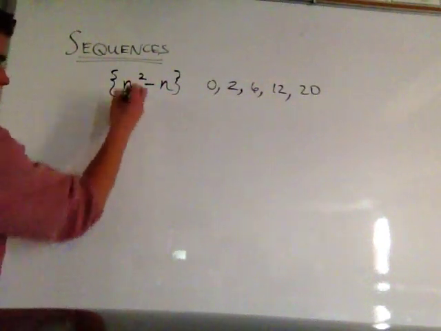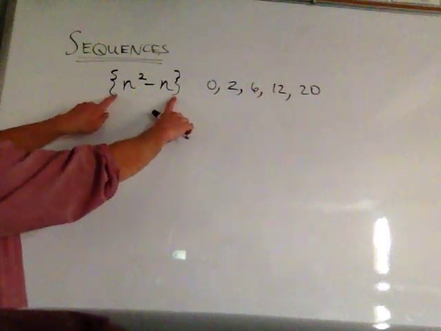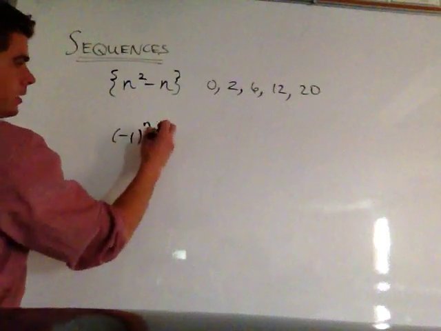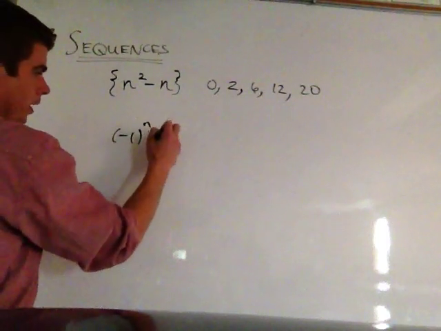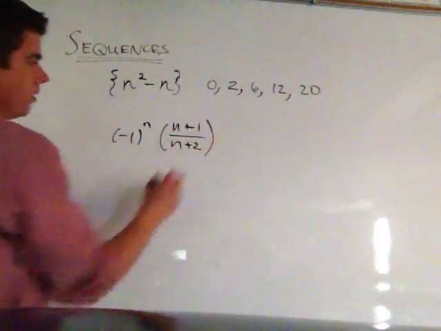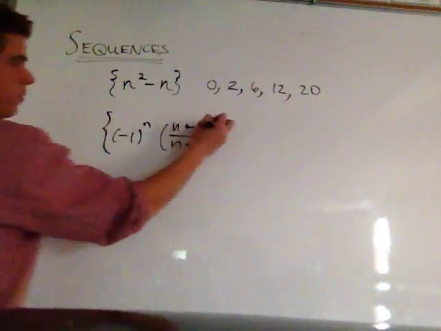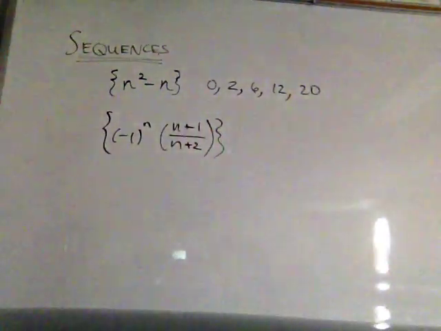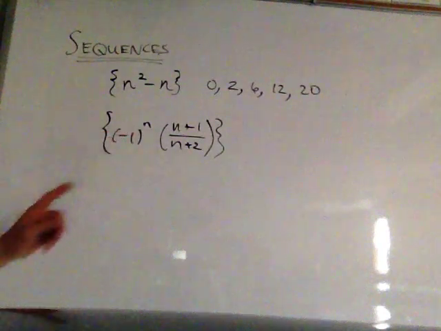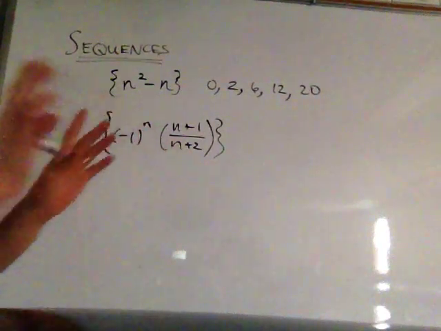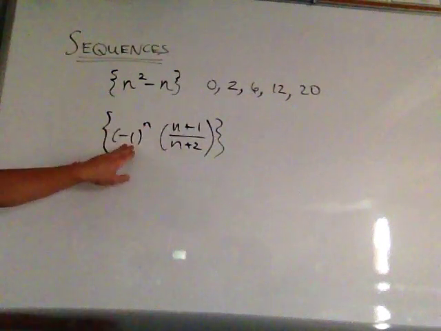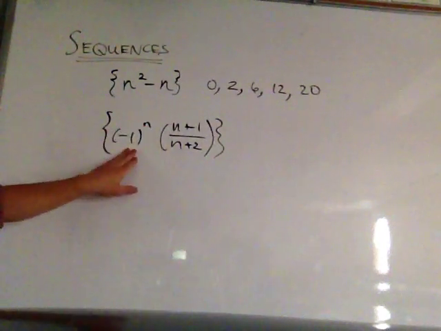Sometimes your generating function may have a different form, perhaps negative 1 to the n times, I don't know, n plus 1 over n plus 2. Maybe I'm looking for the sequence of numbers that fits that definition. This negative 1 to the n is only going to change your sign from positive to negative. It's going to alternate, because if n is odd, this will be negative 1. If n is even, this will be positive 1.